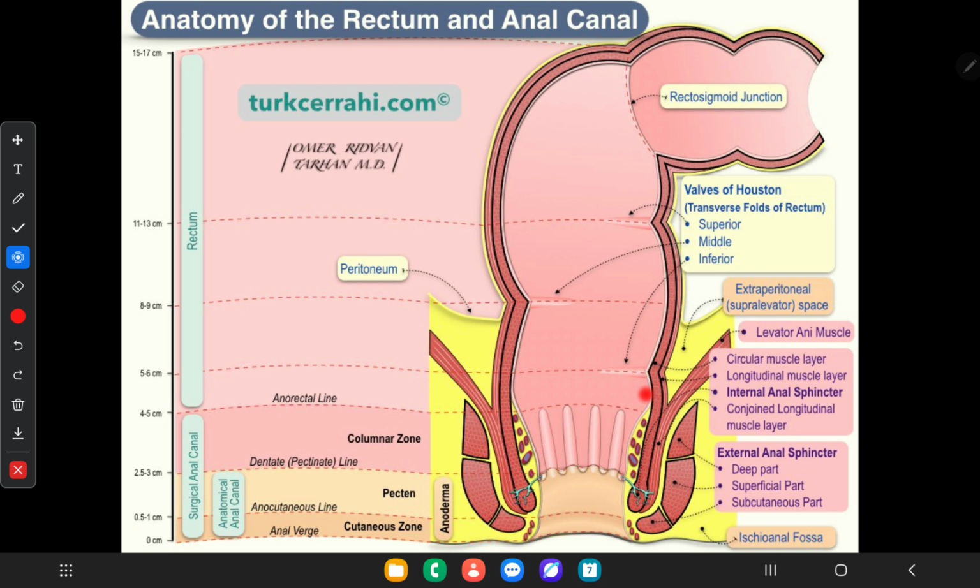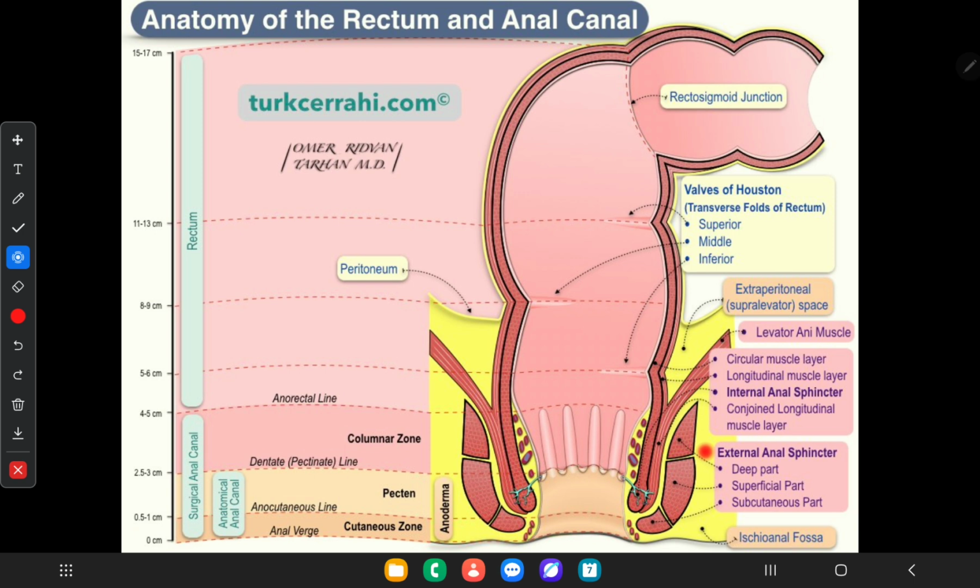Here in this diagram also you can see this is the rectosigmoid junction and this is the rectum. You can see peritoneal covering up to this area and this rectum continues as the anal canal. Here you can see the external anal sphincter and the internal anal sphincter. This area is the ischio-anal fossa.